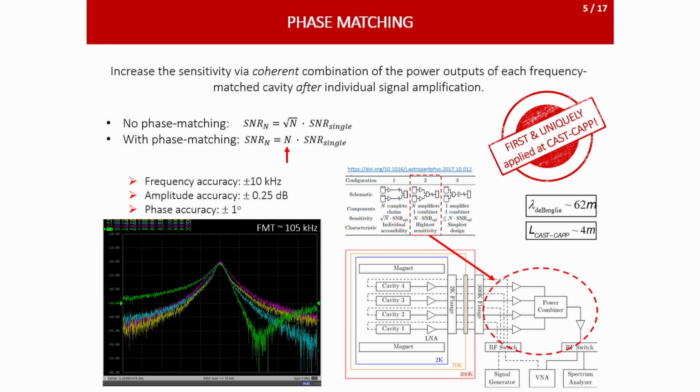So the first thing was to use 4 cavities that I told you. With 4 cavities, though, the signal-to-noise ratio increases with the square root of n, so in our case, factor 2. But you can actually use another technique which is known for many years in antenna theory. This is called the phase matching technique, which as far as we know was used here for the very first time in axion dark matter research.